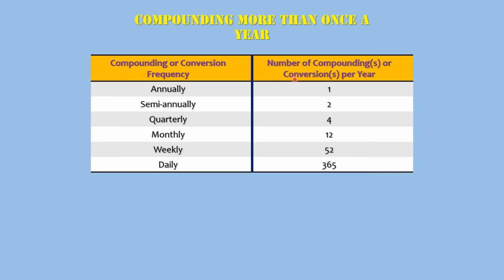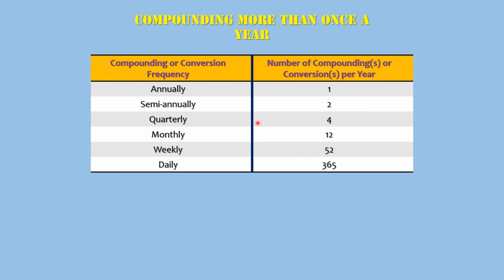So, annually, that is 1. Isang beses lang siya, kino-compound. Semi-annually, 2 beses. Quarterly, 4. Monthly is 12 times. Weekly is 52 times. Daily is 365 times. Okay. Pag kinompound siya, gamit ito. Kung hindi siya annually, kapag ganyan. So, magkakaroon tayo ng changes in our formula.